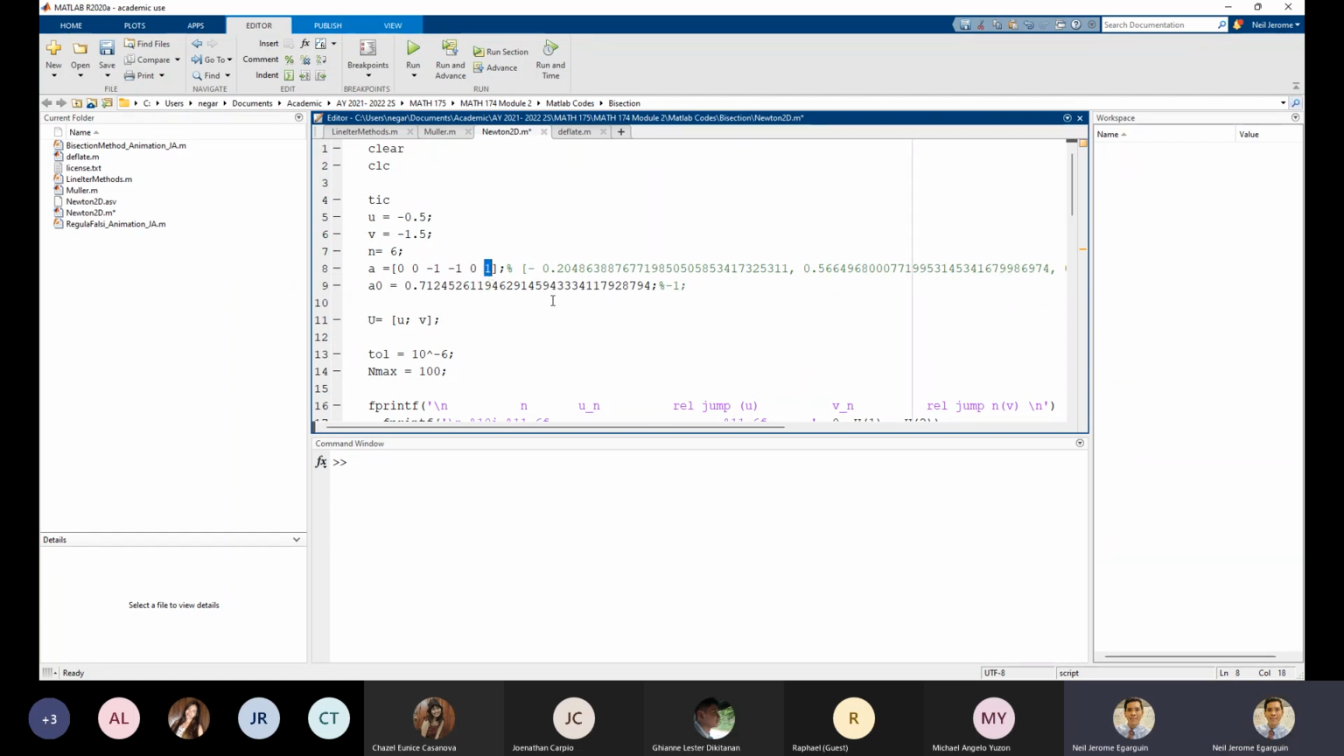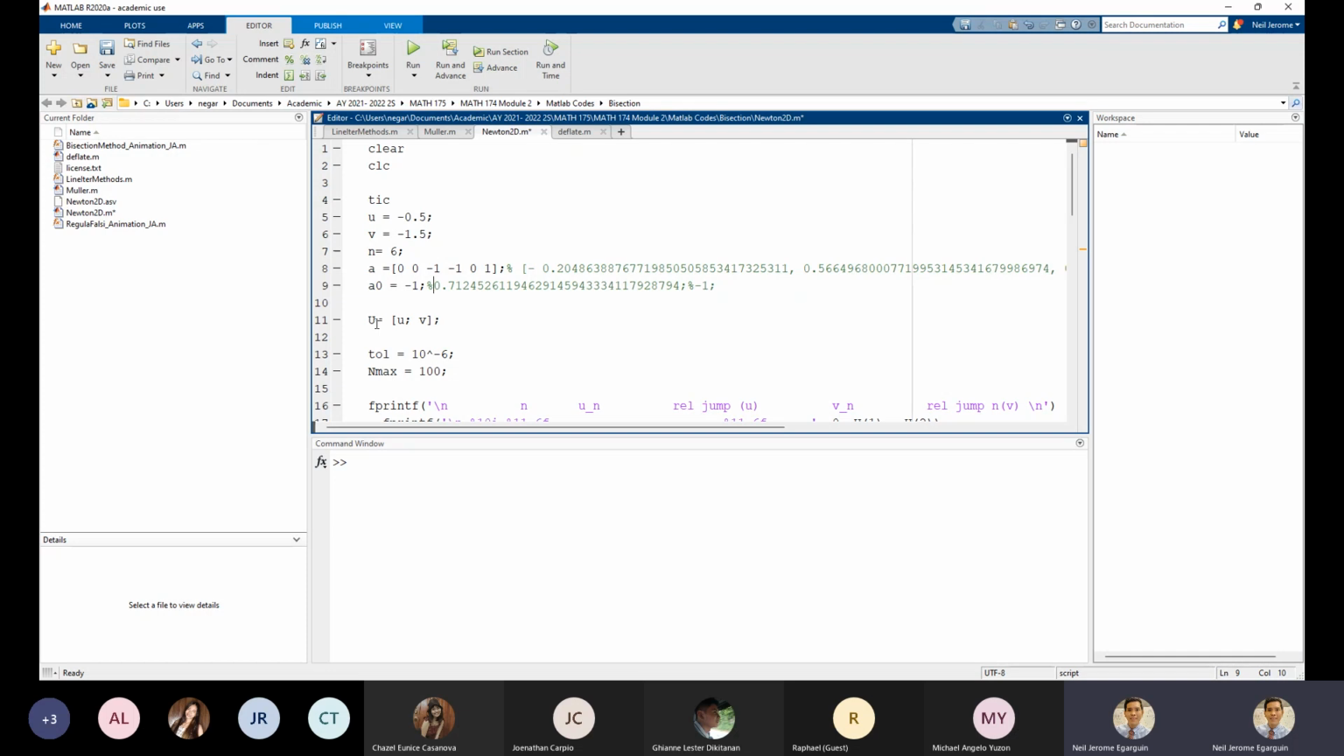Alright? Tapos kailangan kong i-manually encode ano si a sub 0. Ano yung constant? Yung constant ay negative 1. So lagay ko lang siya dyan. Alright. So pag kailangan ko ng a sub 0, tatawagin ko na lang si a0. Wala na siya dun sa vector a. Para lang madali.